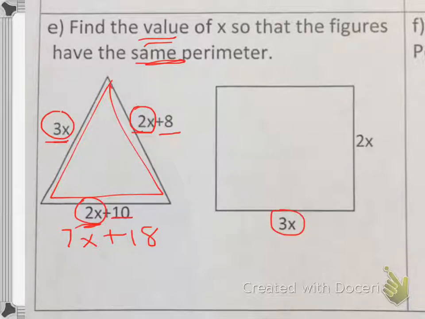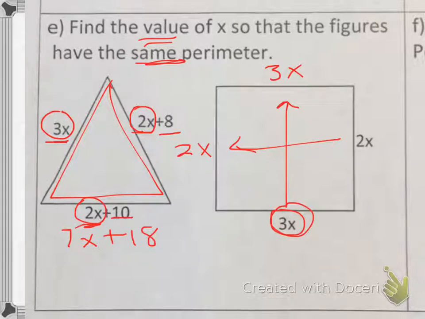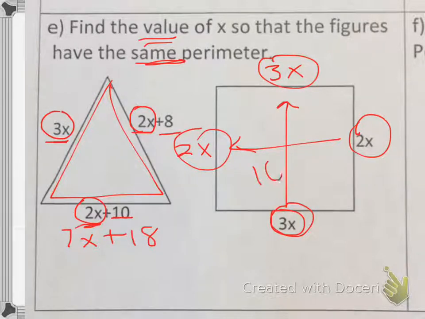So on the perimeter, we know on squares, rectangles, any kind of quadrilateral that is a parallelogram like this, the opposite sides are the same. So this side has to be 3x and this side has to be 2x. So I have 3x plus 3x, which is 6x. So 6 and then 7, 8, 9, 10. So the perimeter of this one is 10x. So I'm going to set that perimeter equal to the other perimeter, which is 7x plus 18.